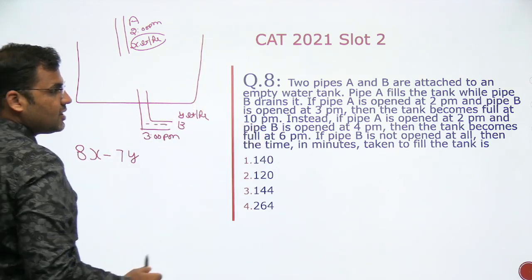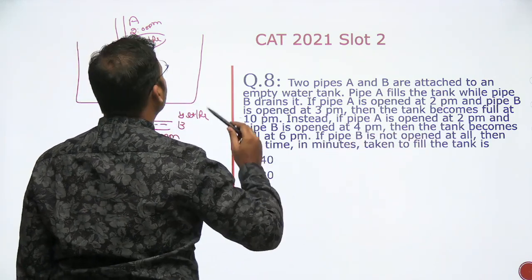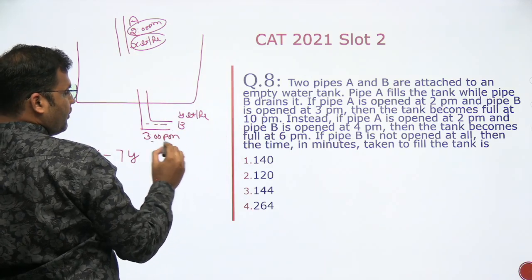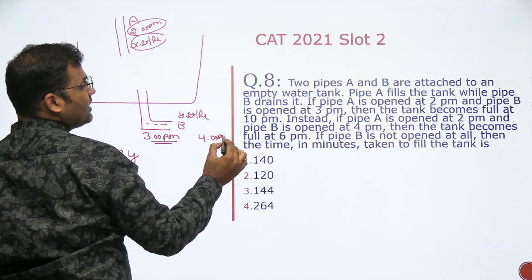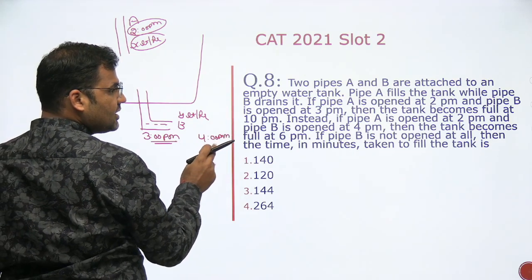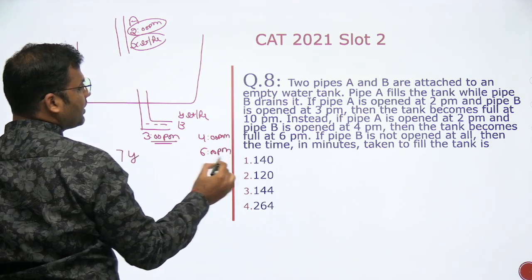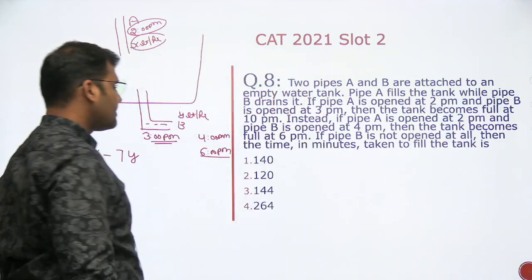In the second case, it says, suppose pipe A is opened at 2 and pipe B is opened at 4. Aap isko 2 p.m. open kar rahe ho, but instead of opening it at 3 p.m., now you are opening it at 4 p.m. Now, in this case, the tank gets filled at 6 p.m. Is case mein tank jo fill ho raha hai, wo 6 p.m. pe fill ho raha hai. Right, the tank is getting filled at 6 p.m.